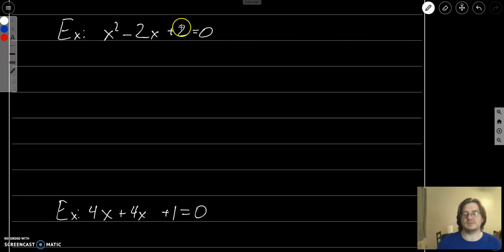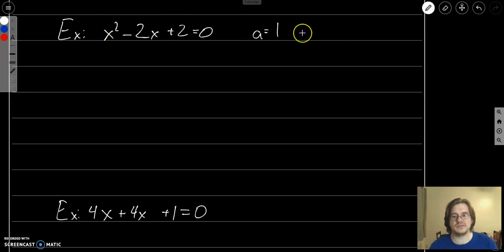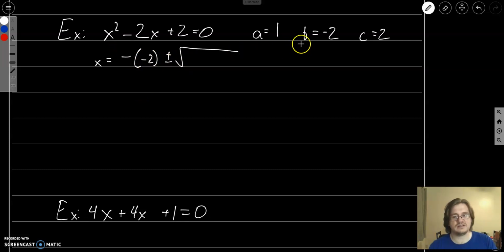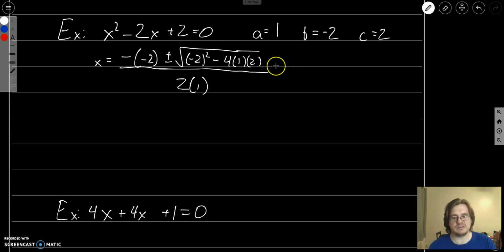So here, something different will happen this time. Again, the coefficient of the x squared term is 1. The coefficient of the x term is negative 2. And the coefficient of the constant here is just going to be 2. So when I apply my formula, I'll have negative b, which is going to be negative 2 by itself. So we'll see that those negative signs will cancel out. The square root of b squared, so this is negative 2 squared, minus 4 times a times c, all over 2 times a, which happens to be 1.